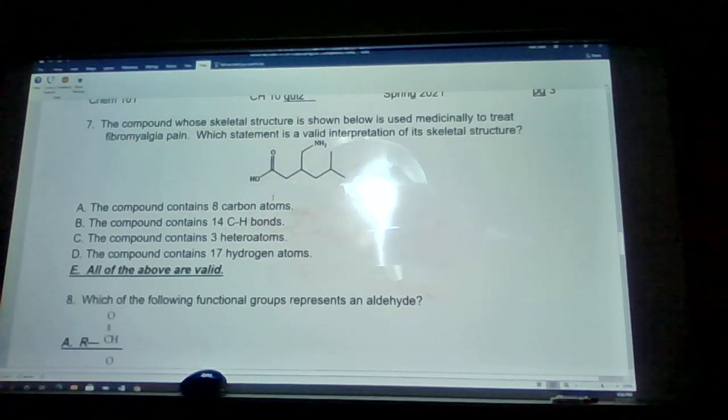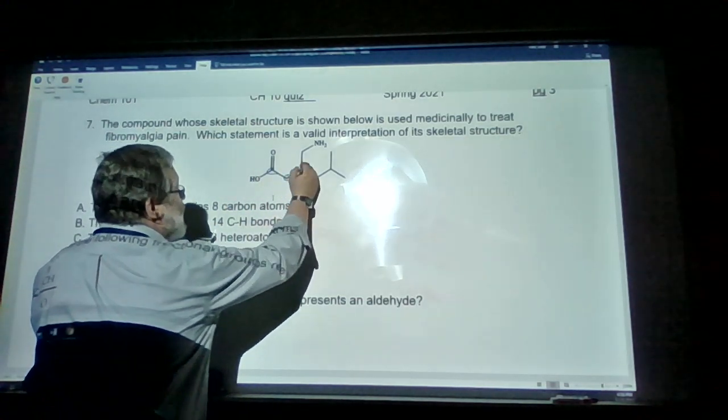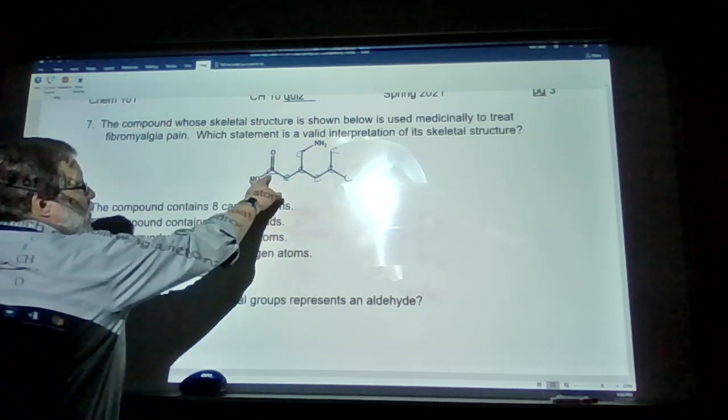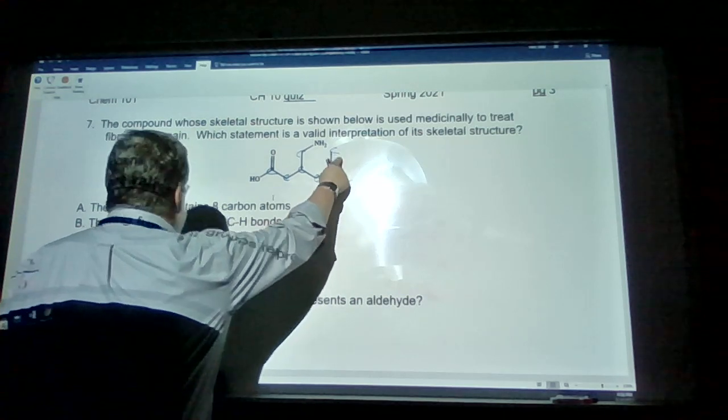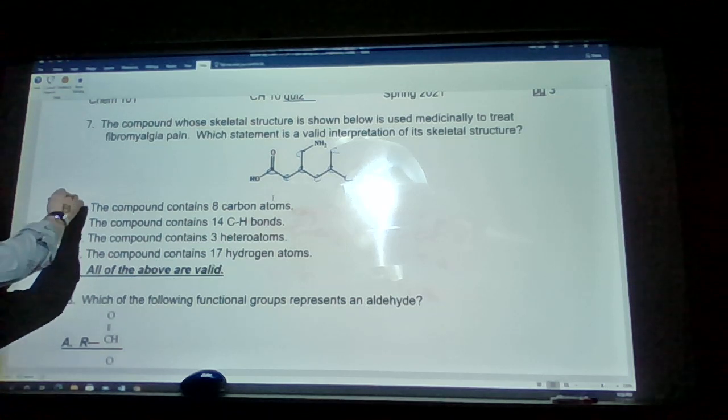Number 7, this compound is used to treat fibromyalgia pain. Which statement is valid based on its skeletal structure? Carbon, carbon, carbon, carbon, carbon, carbon, carbon, carbon. 1, 2, 3, 4, 5, 6, 7, 8. This compound contains 8 carbon atoms, but is that the only thing that's true? So we know this is true.